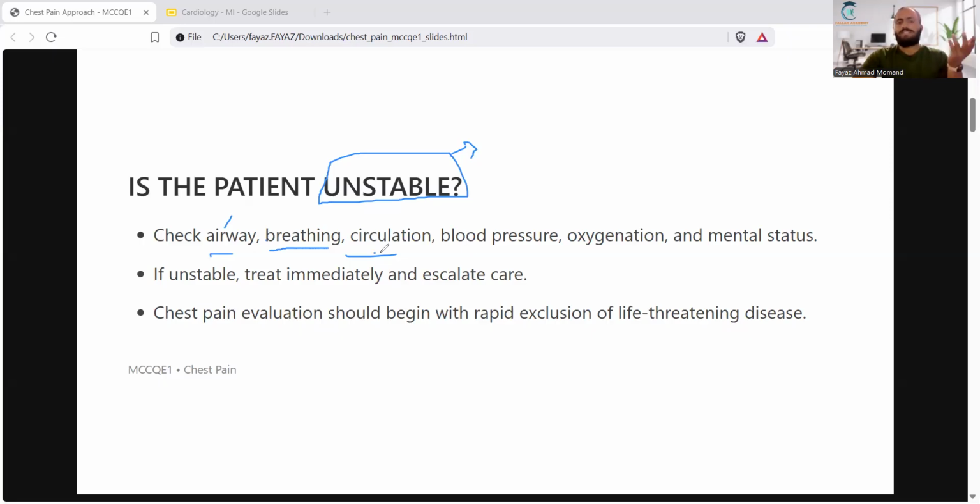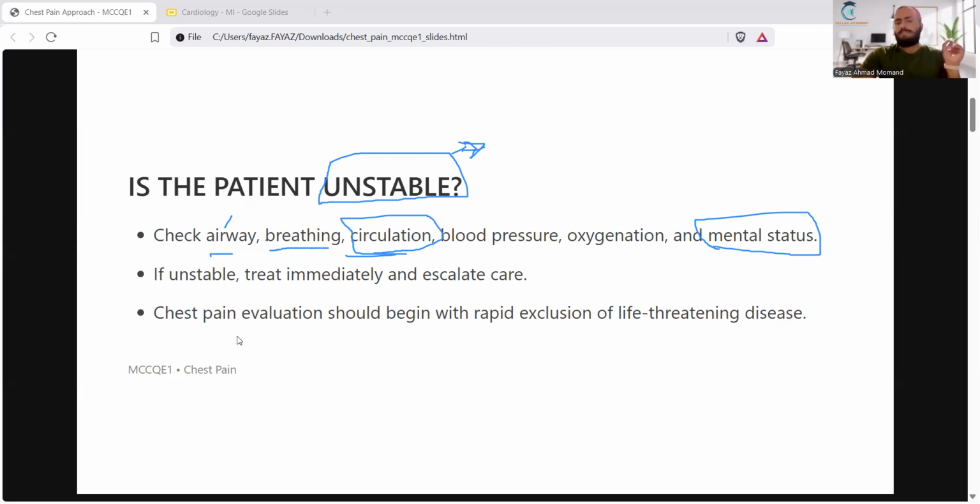Check their blood pressure. For circulation, we don't really have much, but we can check it through pulse, blood pressure and oxygen saturation. Along with all these, we would check the patient's mental status. If a patient with chest pain comes in, has a patent airway, is talking, is breathing spontaneously, their blood pressure is good, their oxygen levels are good, and they're alert and oriented, this is a bit reassuring, even though it still could be an MI. But if the patient is not alert, that means the patient needs to be treated urgently, following the ABC protocol.